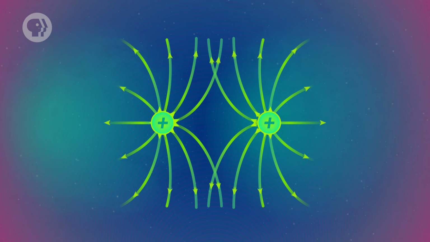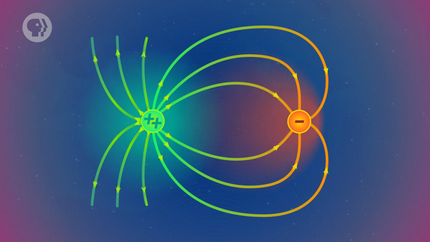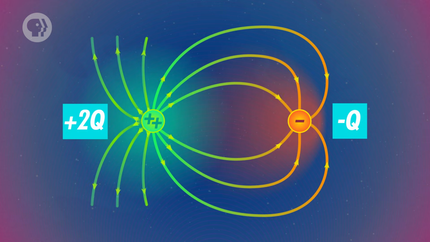Crisscrossing lines means the field acts in different directions for charges in the same location, which is impossible. Now that we know these properties, we can create field lines for any set of charged objects. So let's look at a scenario with one negatively charged particle with charge negative q and a positively charged particle with charge positive 2q. If a positive test charge were placed directly between the particles, the force exerted on it would be in the same direction that the electric field points, toward the negative particle.